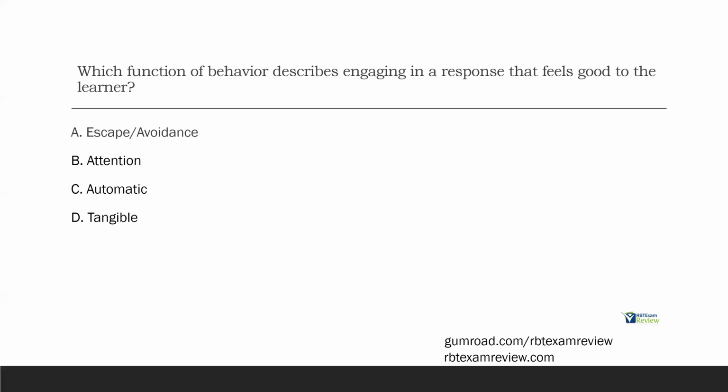Why is the behavior occurring? If the behavior is occurring because it feels good to the learner, what is our answer choice here? That's going to be automatic / sensory. A lot of people say, well, my 40-hour training used sensory. Automatic and sensory are the same thing, okay? Response that feels good to the learner, not socially mediated, same exact thing, okay?